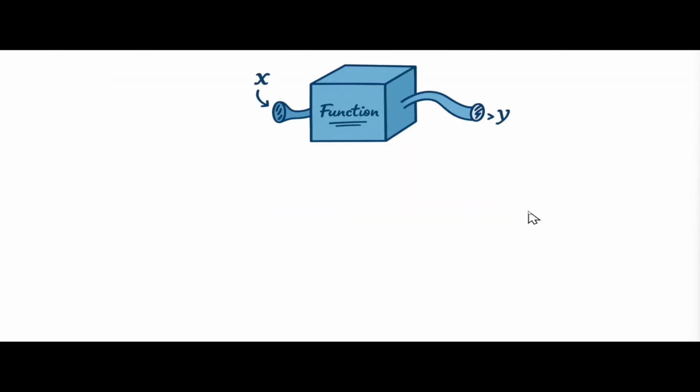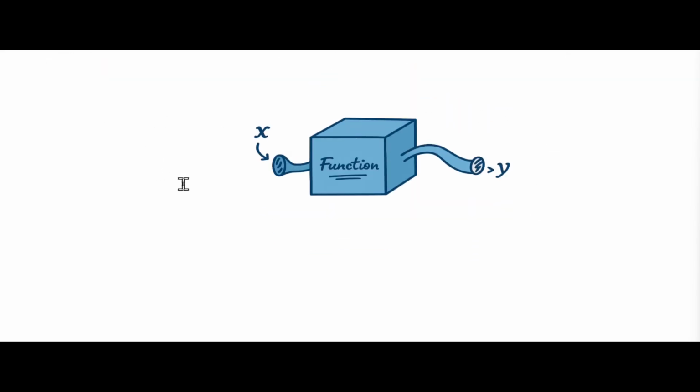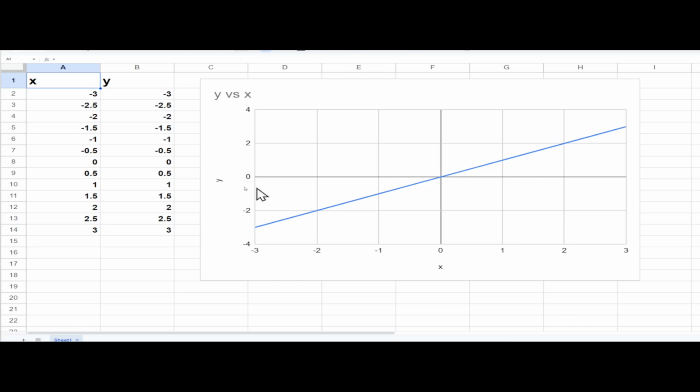Really what we're dealing with is functions. Think of functions as like this machine where we put an x into a machine, it goes around, and then it spits out a y. And when we come to plot those points, it will form a line or a parabola or something else. So let's have a look at exactly what I mean by that.